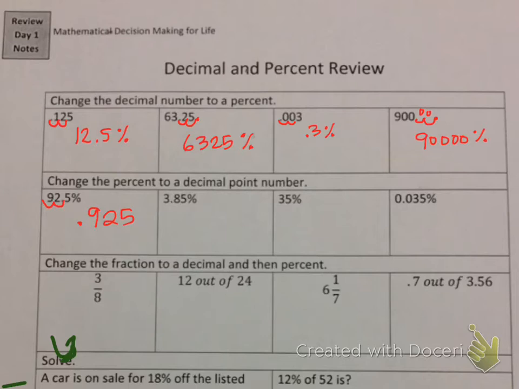On this next one, moving it 2 places to the left, I don't have 2 places to the left, so I'm going to have to add it there by putting a 0 in front of it. So I'm going to have 0.0385 as my new decimal number.